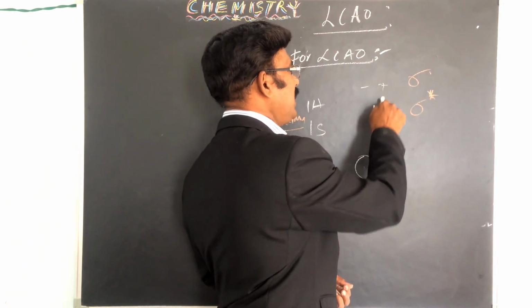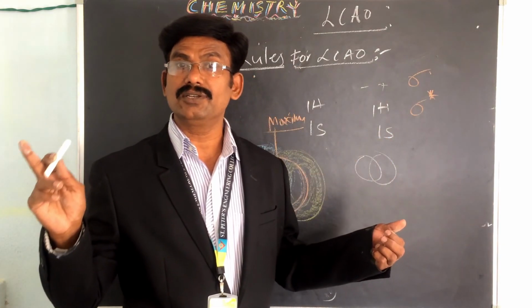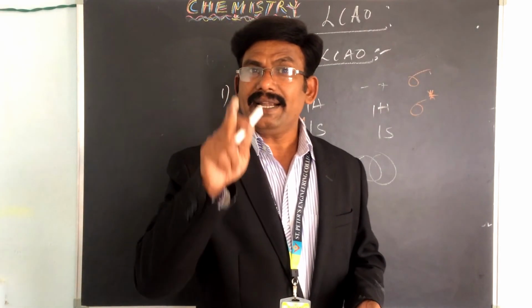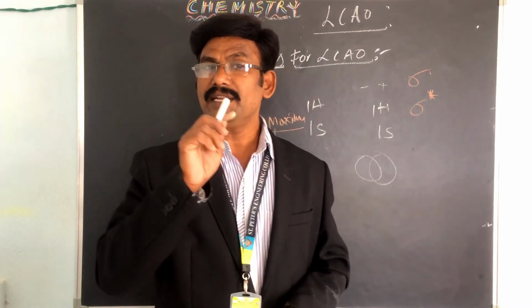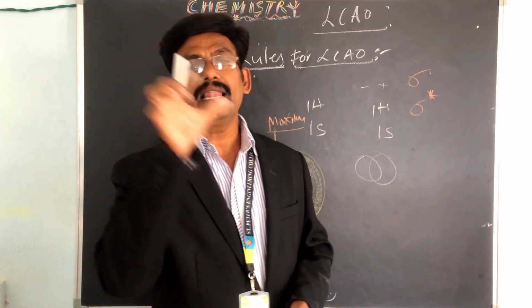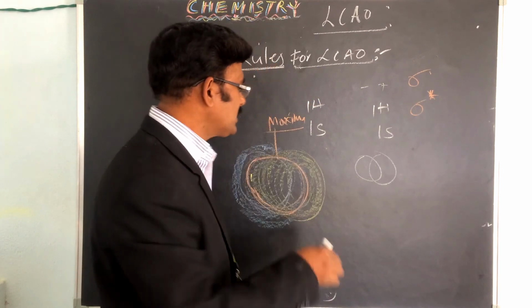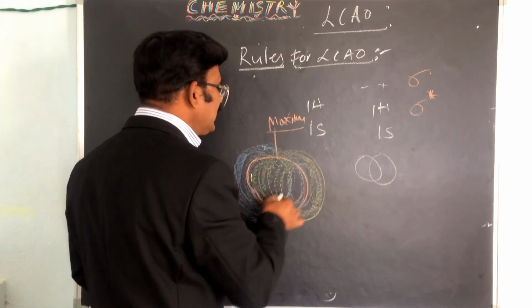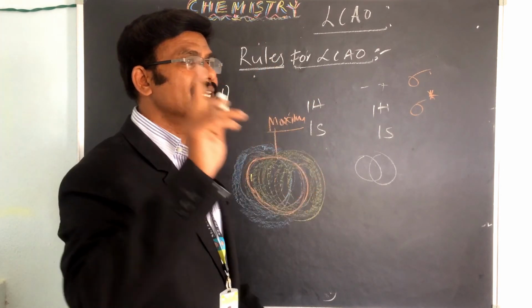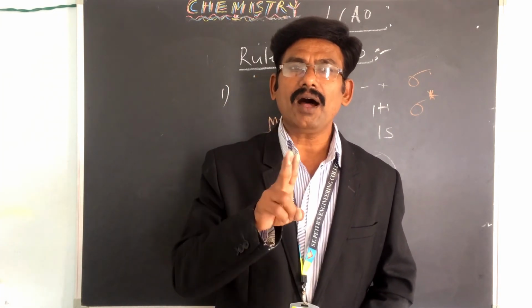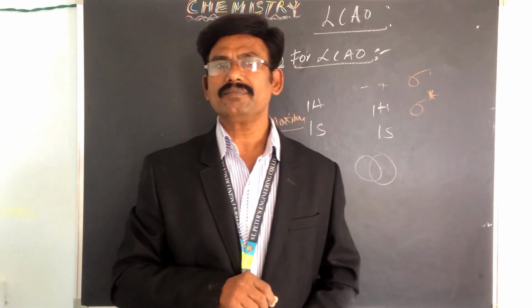This is the minus or plus, the atomic orbital sign. The symmetry should be in an identical manner when rotated about the internuclear axis. Rotation takes place, so the symmetry should be the same. Symmetry should be the same. This is the third rule.